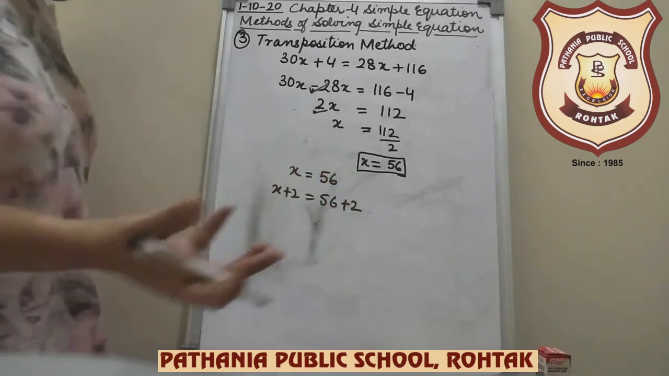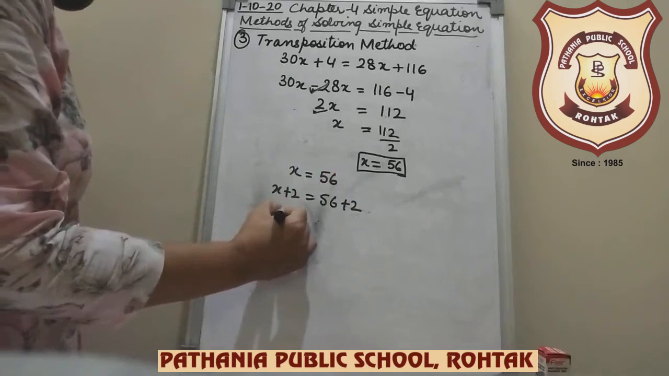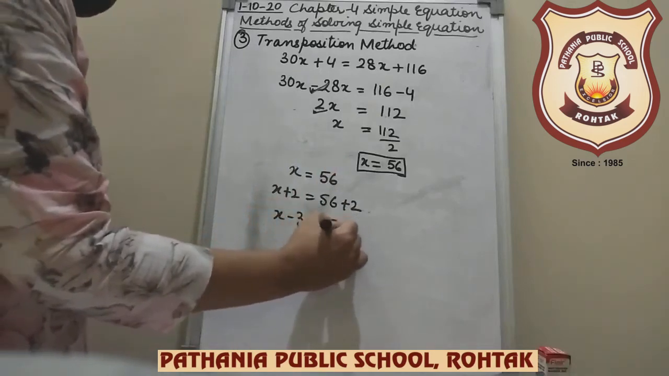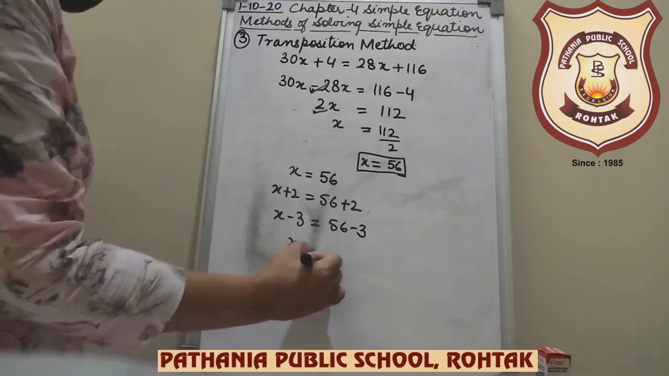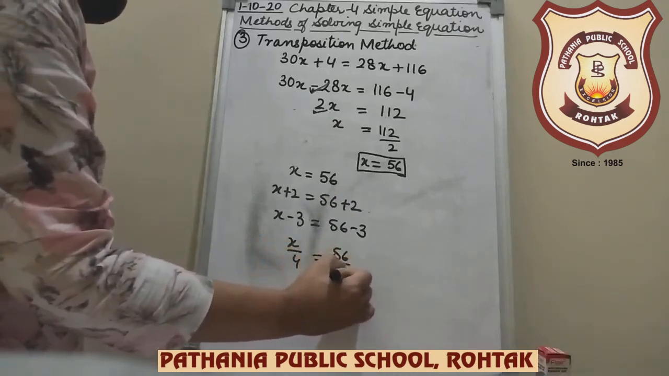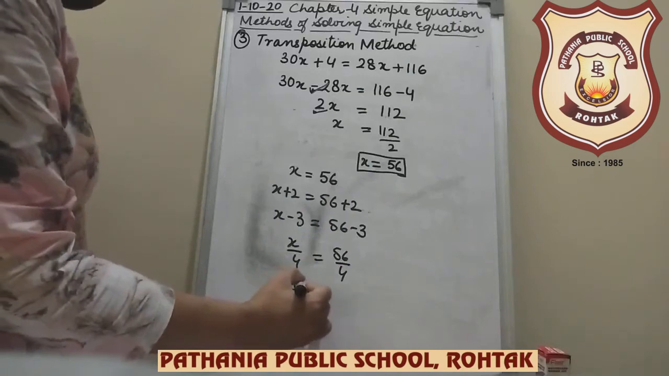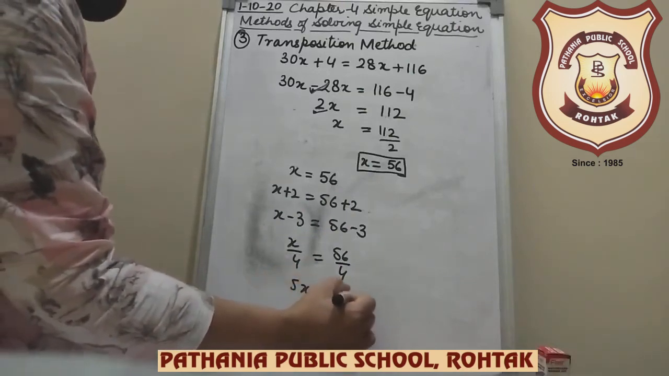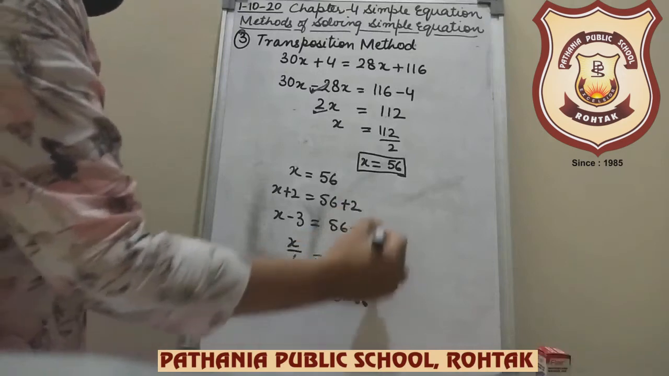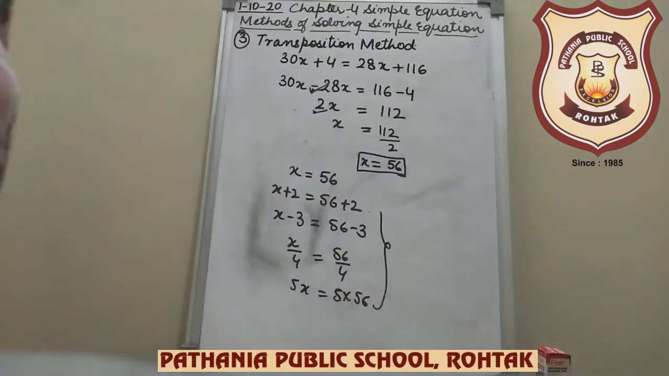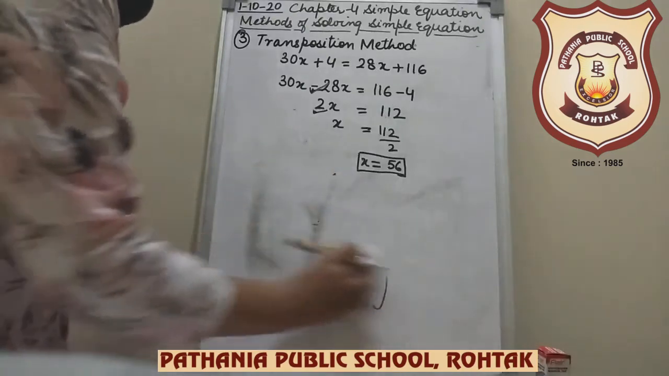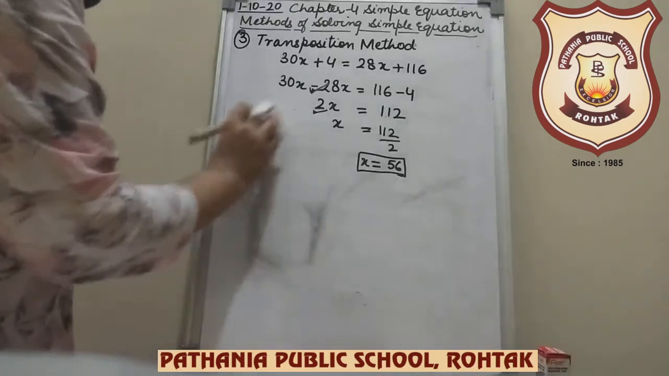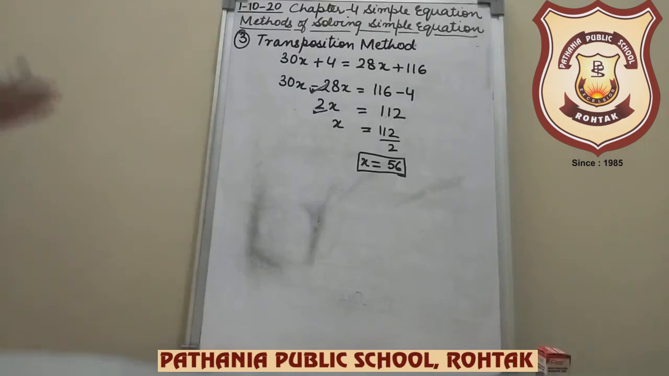It is balanced, new equation is formed, minus 3 on both the sides, divide by 4 on both the sides, multiply by 5 on both the sides. See, you get the 4 equations are there. Clear? So in this manner you can form the equation using the solution. So this is the method to construct the equations.